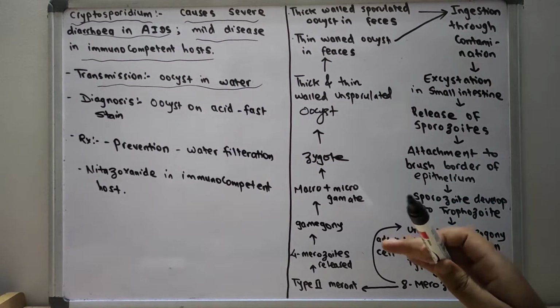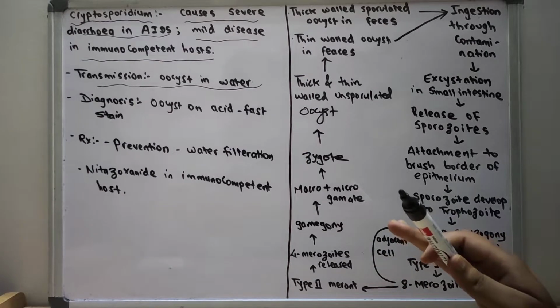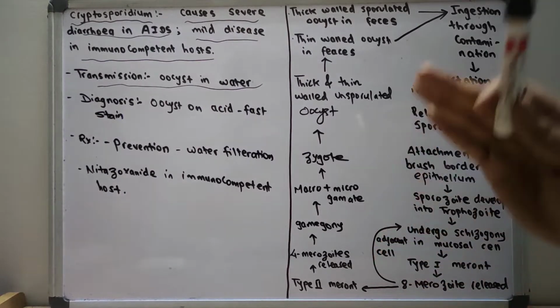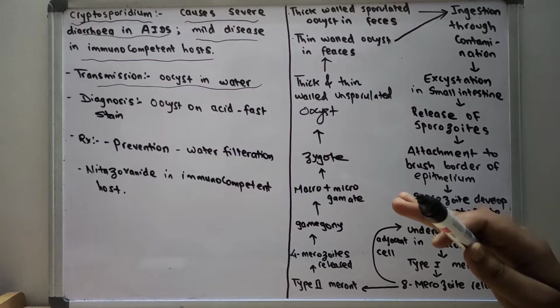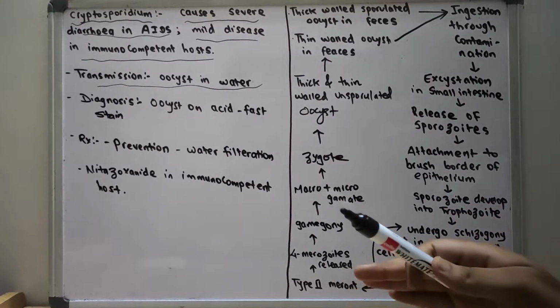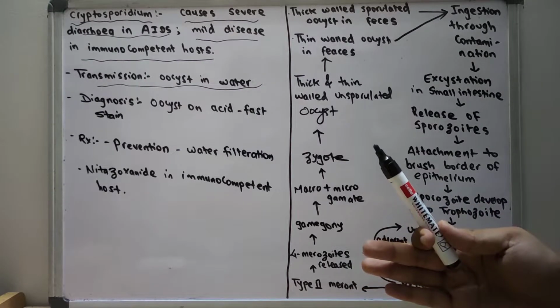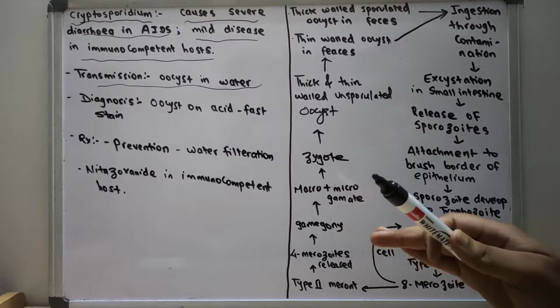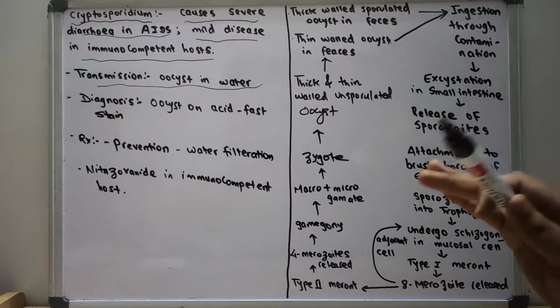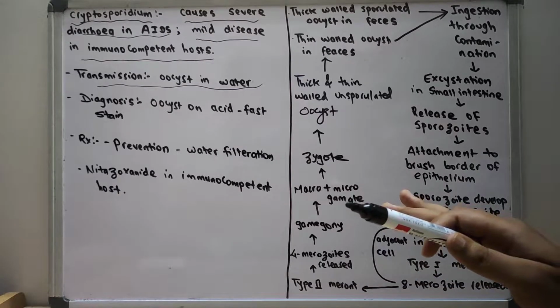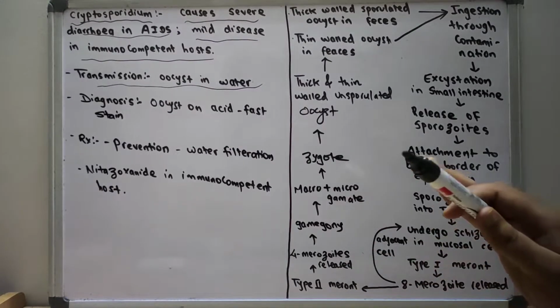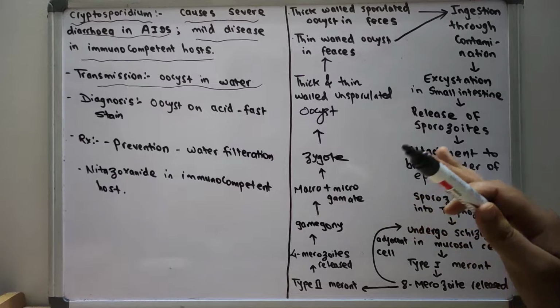If we ingest contaminated water with the oocyst, then we are infected with Cryptosporidium, and there could be mild diarrhea in the immunocompetent person. But in case of severely immunocompromised patients, like those suffering from HIV/AIDS or other immunocompromised states, it can cause severe diarrhea.